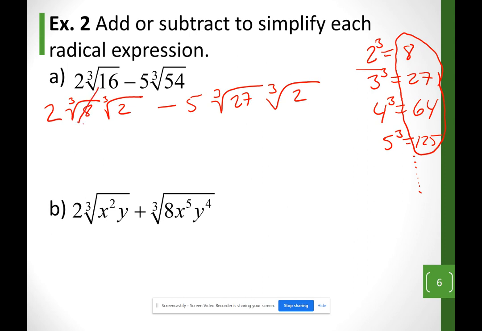I know the cube root of 8 is 2, right? 2 to the third is 8. So the cube root of 8 is 2. So here I have 4 cube root of 2, minus, I know the cube root of 27 is 3, right? 3 to the third is 27. So the cube root of 27 is 3. So this gives me minus 15 cube root of 2. Now I notice my roots are the same, cube root of 2. So I'm just going to look at the numbers on the outside. 4 minus 15 is going to give me negative 11 cube root of 2.